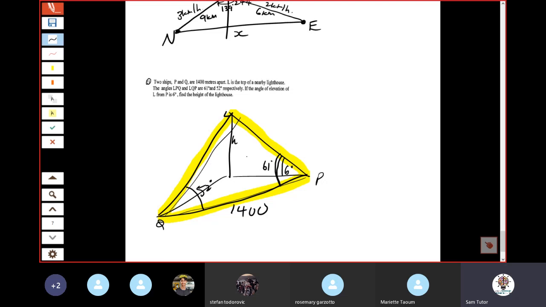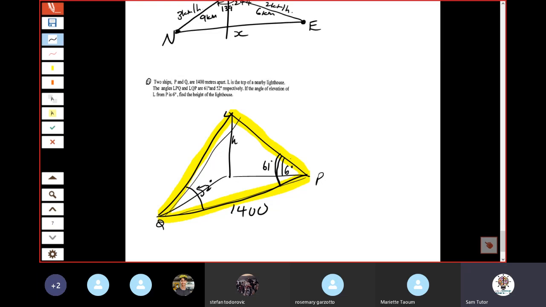Why has this one got me? 52 degrees. I'm drawing it. I feel like if I would have drawn it like this, it would have made a difference. 6 degrees. That's 1,400. No, it's fine. Let's do it.